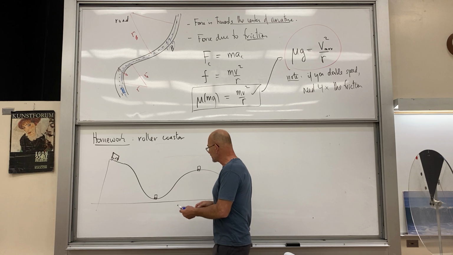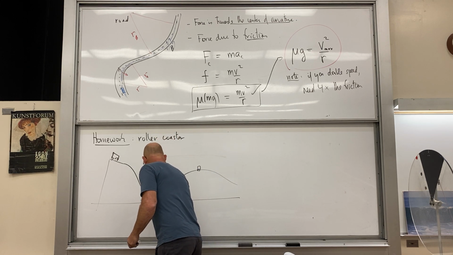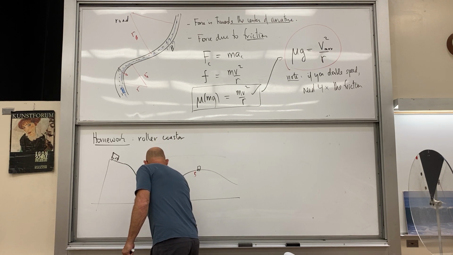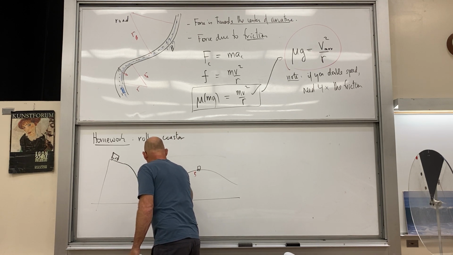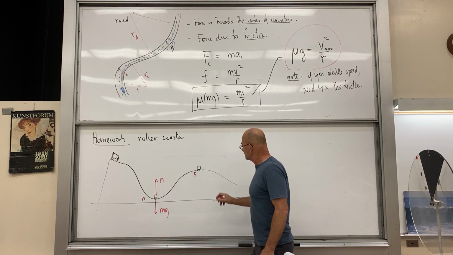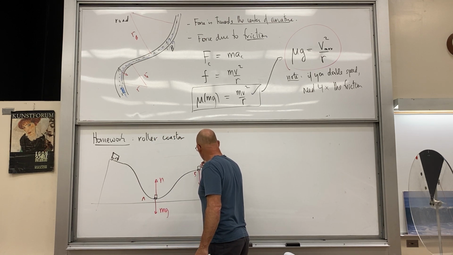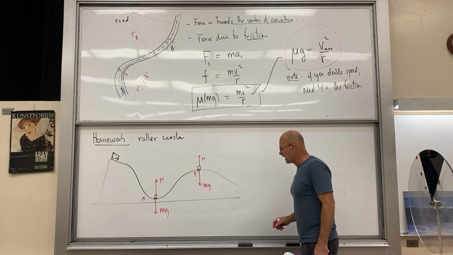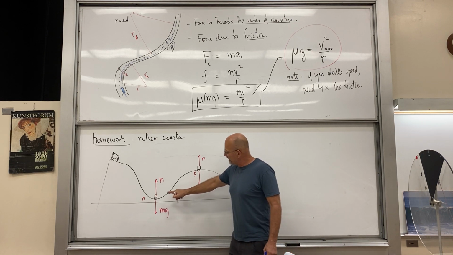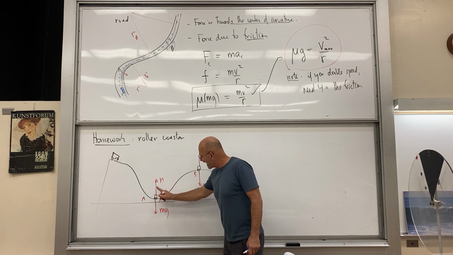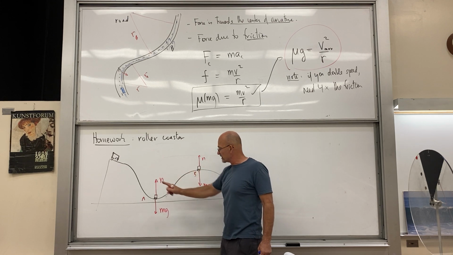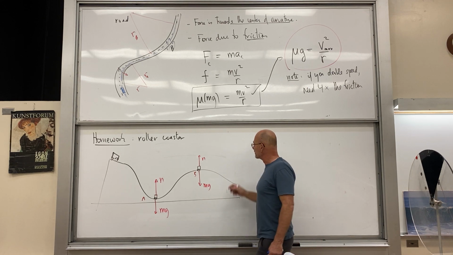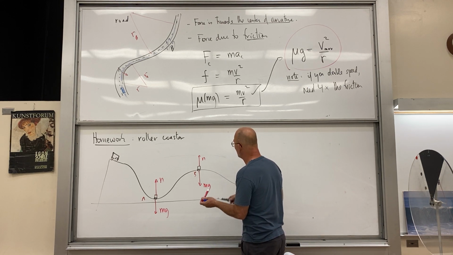So let's look at the force diagram. Down here, I'll call this point A, and I'll call this point B. So at point A, we have mg and the normal force. And at point B, we also have mg and the normal force. But the difference is that at point A, the normal force points towards the center of curvature, and at point B, the weight points towards the center of curvature. So here's what we have for our problem.